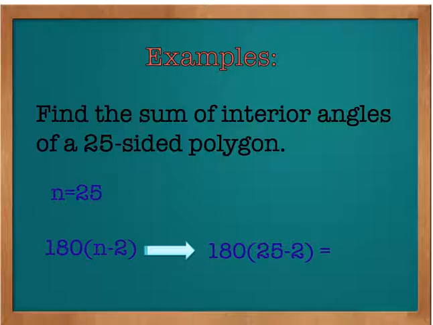Let's do this example together. We need to find the sum of interior angles of a 25-sided polygon. There are 25 sides, therefore n is equal to 25. Remember the formula, it's 180 times n minus 2. If we do the substitution for n being 25, we'll get 180 times the difference of 25 and 2. The result is 4,140 degrees, which is the sum of all angles in that polygon.